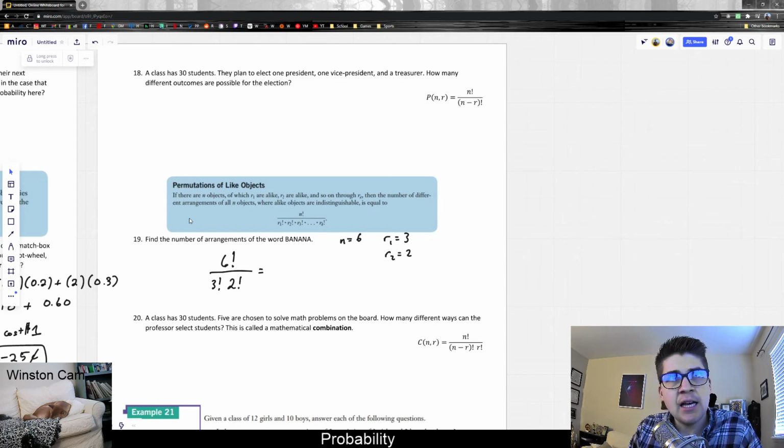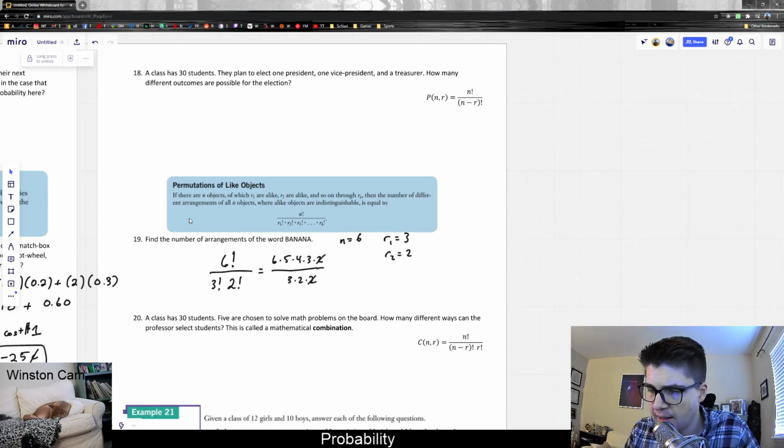But basically, we would have 6 factorial, which is equal to 6 times 5 times 4 times 3 times 2 times 1, which we don't need. And that's all divided by 3 times 2 times 2. So we might even be able to do this without a calculator, but that would leave us with 6 times 5 is 30, times 4 is 120, divided by 2 is 60. So what we should have is 60 unique arrangements of the word banana, such as nabana, or you could come up with them all if you were patient enough.